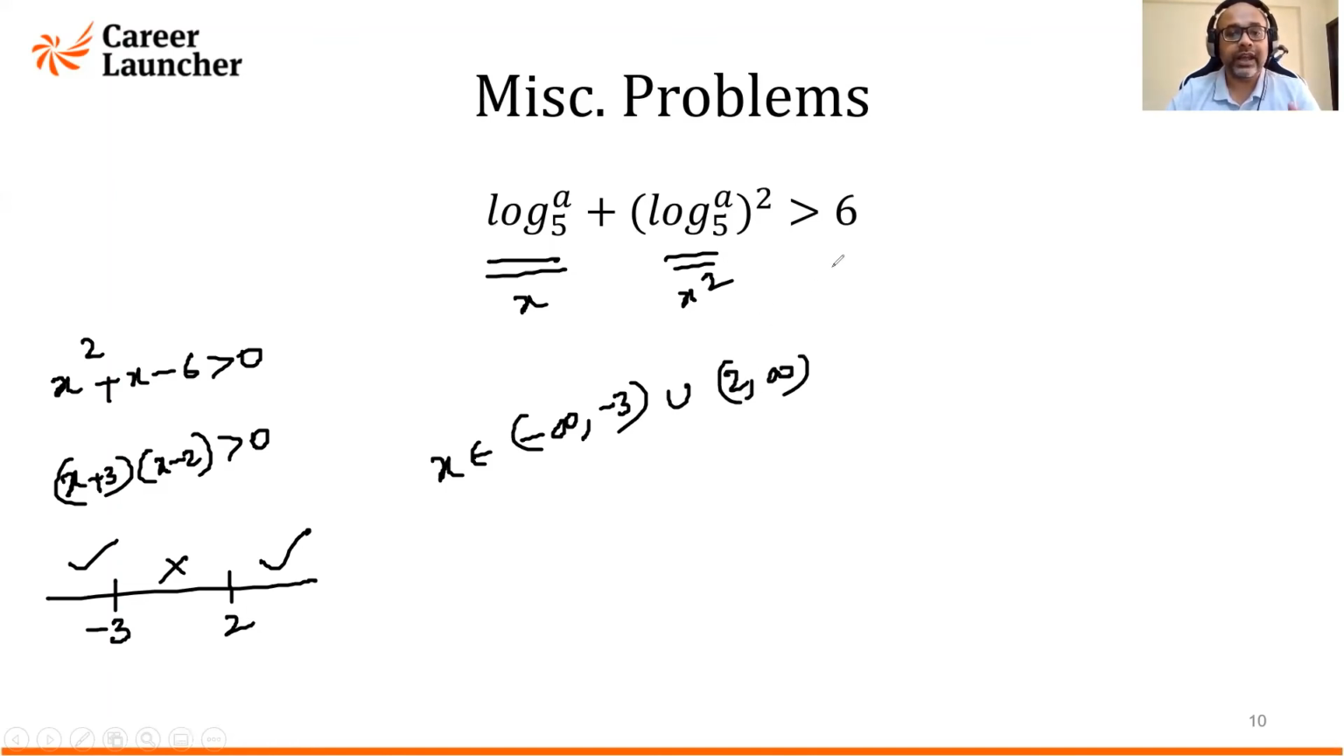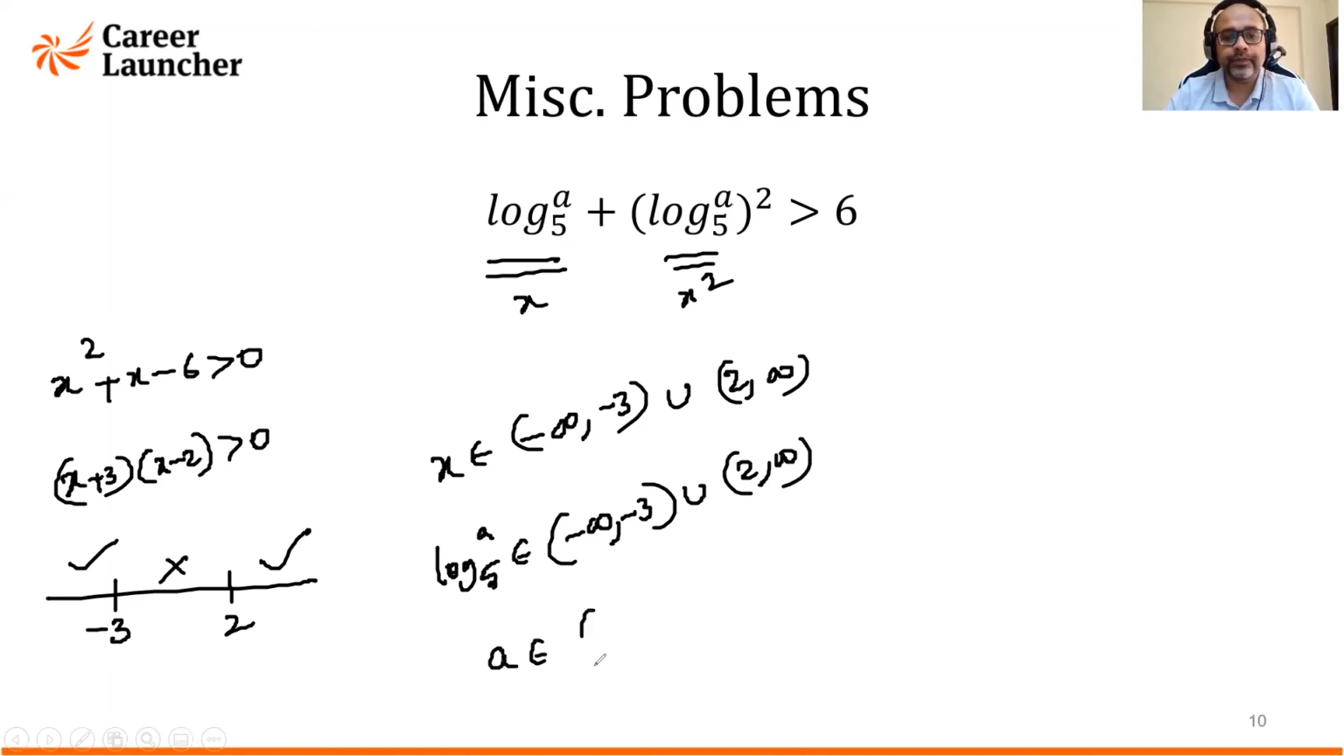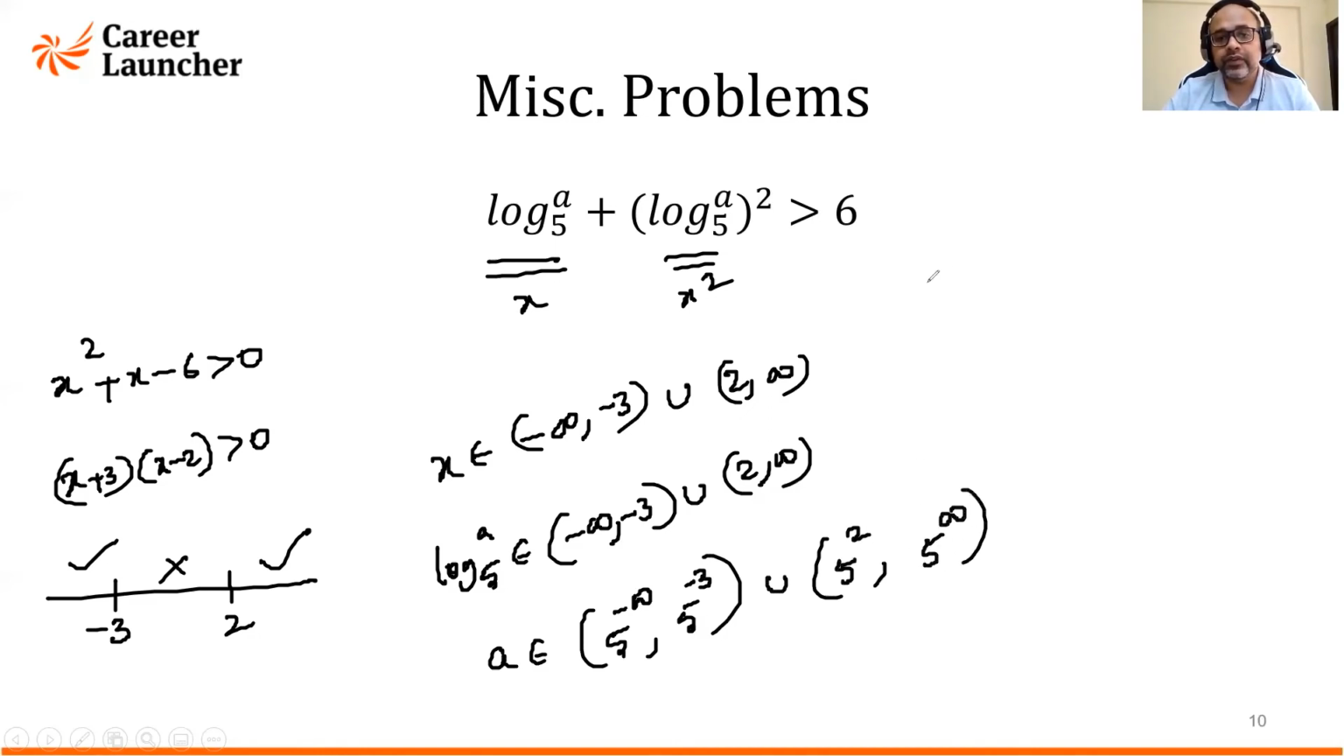But remember, your x is actually log a, which means log a to the base 5 belongs to (minus infinity, minus 3) union (2, infinity). So a belongs to (5 to the power of minus infinity, 5 to the power of minus 3) union (5 square, 5 to the power of infinity), because I'm taking out the logarithm. Now, 5 to the power of minus infinity means 1 by 5 to the power of infinity.